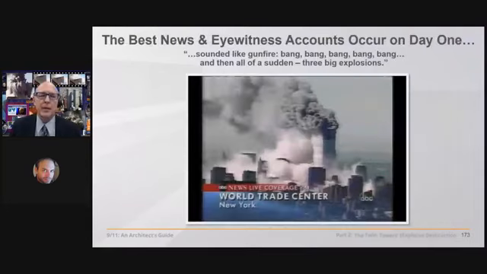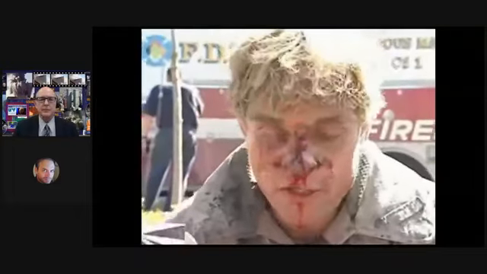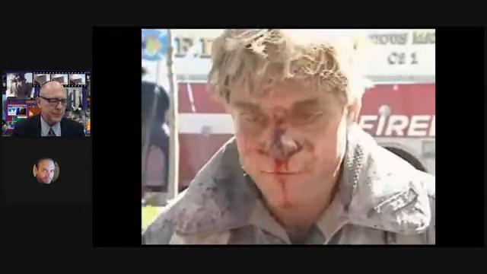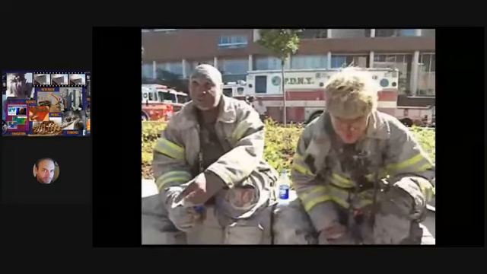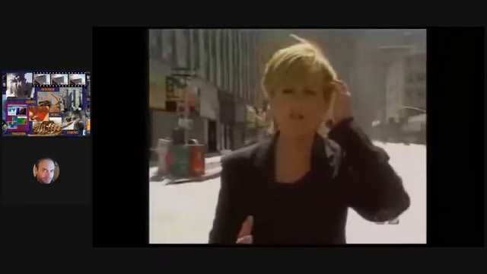Let's look at these additional witnesses. As we were getting our gear on and making our way to the stairway, there was a heavy-duty explosion. The whole building just collapsed on us inside the lobby. Was that a secondary explosion? Yes, it was. Yeah, definitely secondary explosion. I heard a second explosion and another rumble.